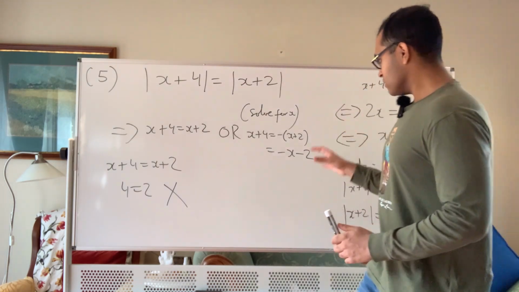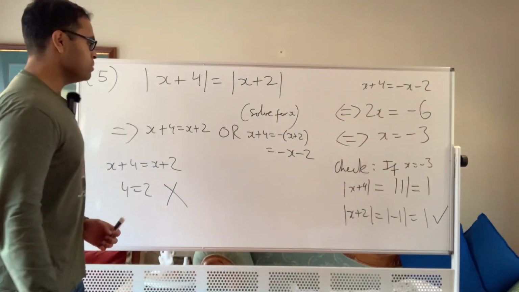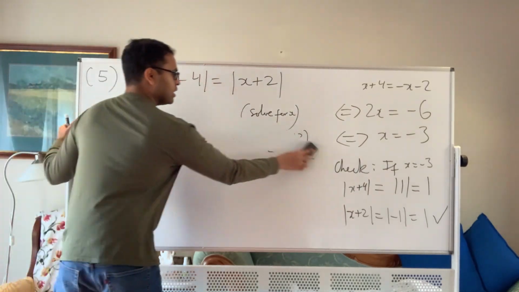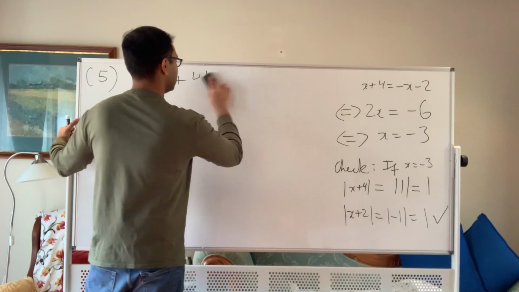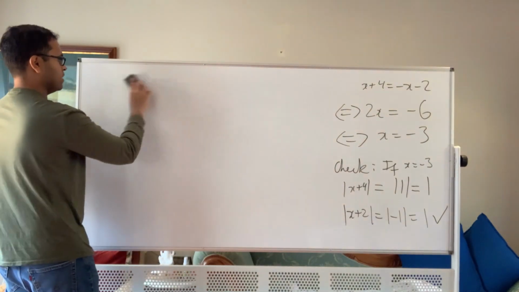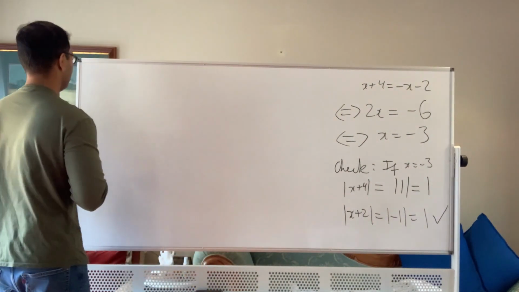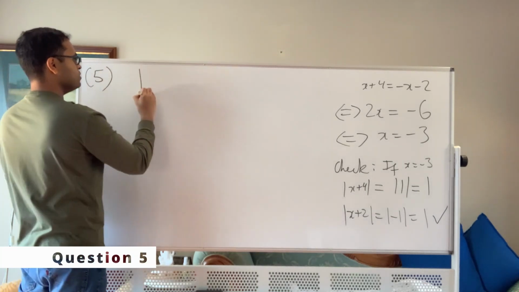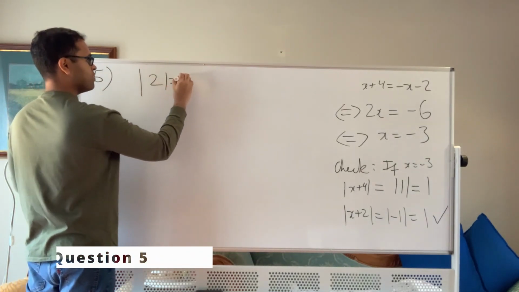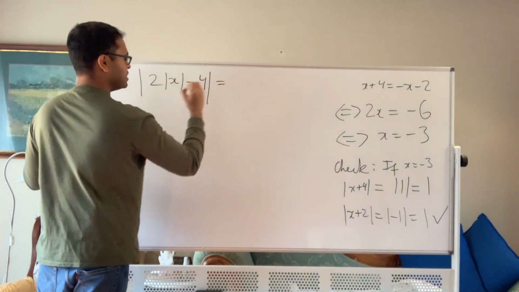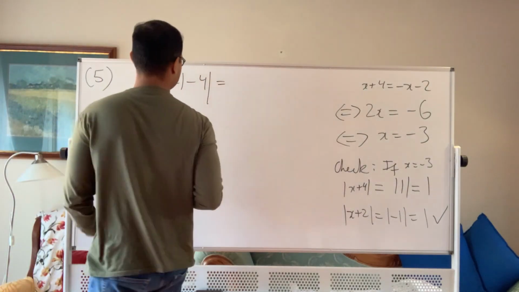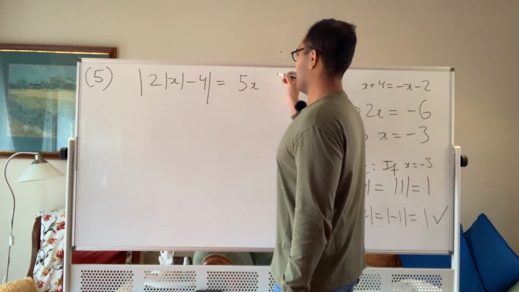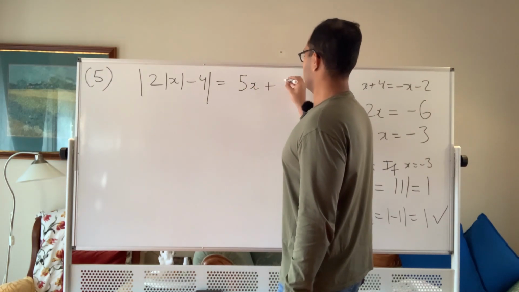All right, so these are some good examples. One last example we can do, which is kind of similar to previous examples, maybe one rung harder. So I'm just going to put this here. So let's say this is problem 5. The absolute value of 2 times the absolute value of x minus 4 is equal to, let's say, 5x plus 10.